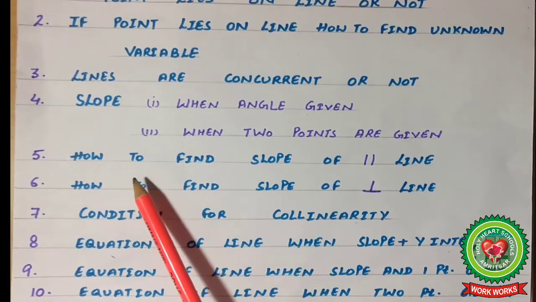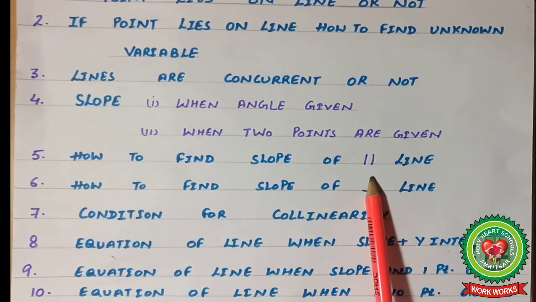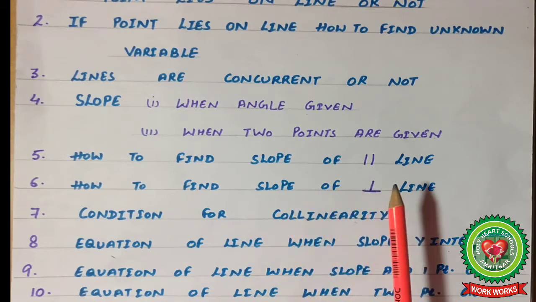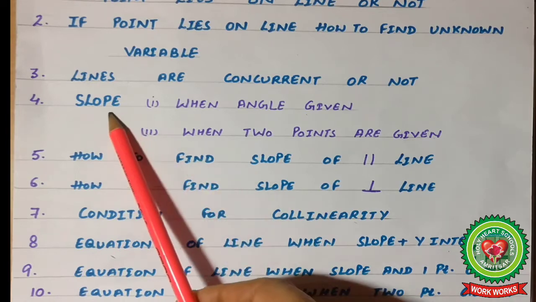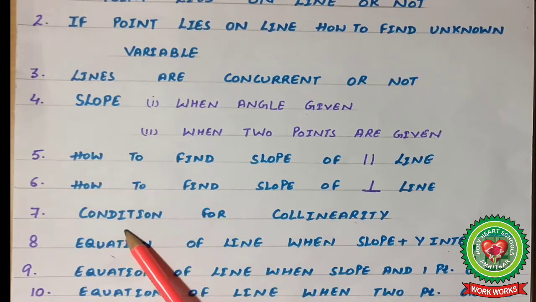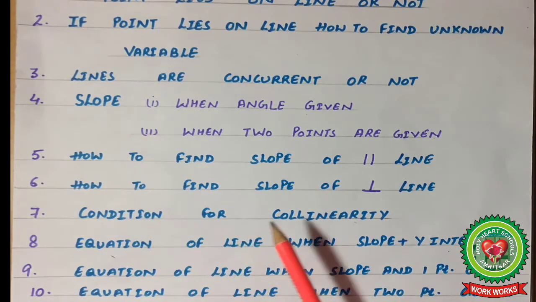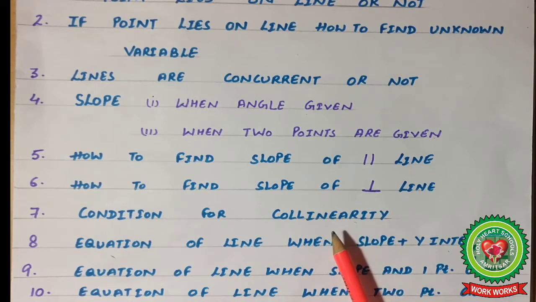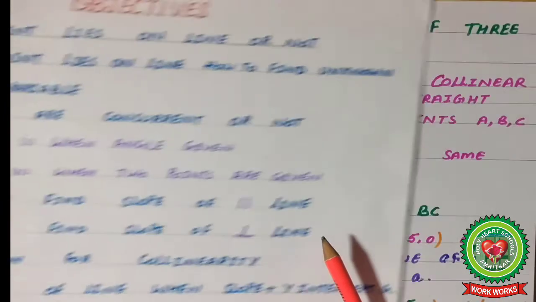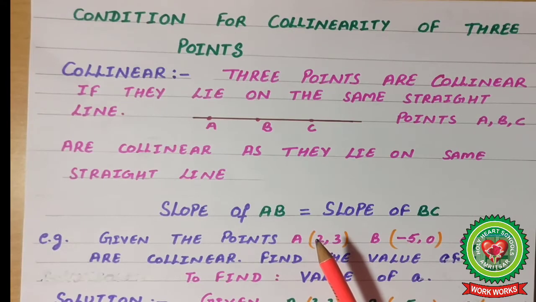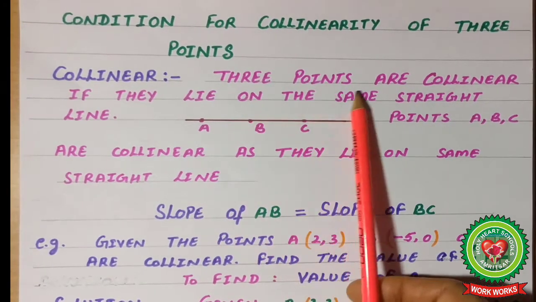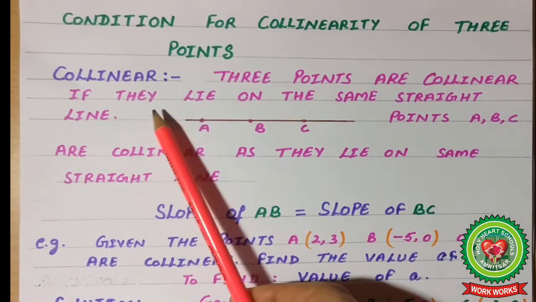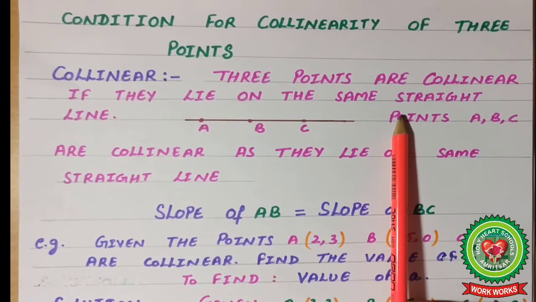Then we learned how to find the slope of a parallel line and of a perpendicular line. In continuation with this slope topic, today we will learn the conditions for collinearity. First, let's recall the meaning of collinear. 3 points are collinear if they lie on the same straight line.